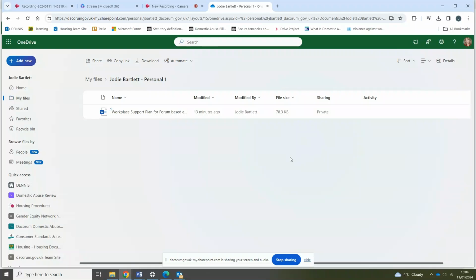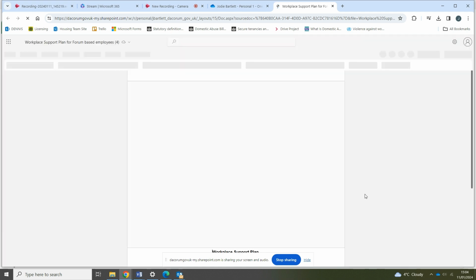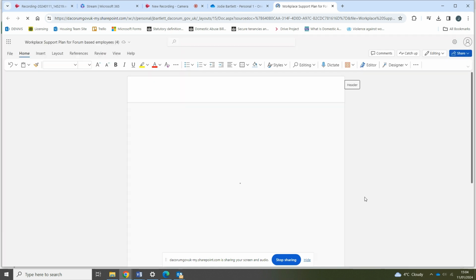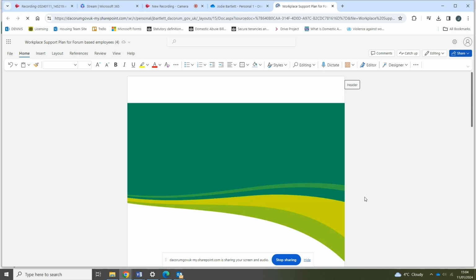Now that we've uploaded our workplace support plan to OneDrive, I'm going to pick up where we left off and open the workplace support plan itself. As I mentioned, it's helpful if you've been able to do this prior to meeting with the employee, but in some instances that may not be possible. So it is possible for you to do this after you've had the meeting itself and completed the form.